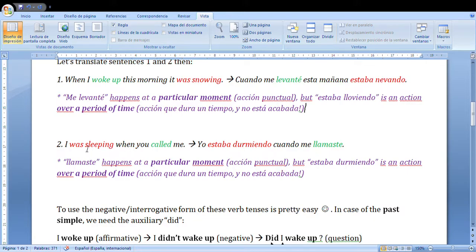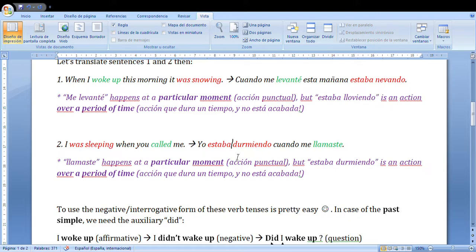I was sleeping. Here the order is different. We find first the past continuous. I was sleeping. Estaba durmiendo. Was, estaba, sleeping, durmiendo. You see two words, okay?